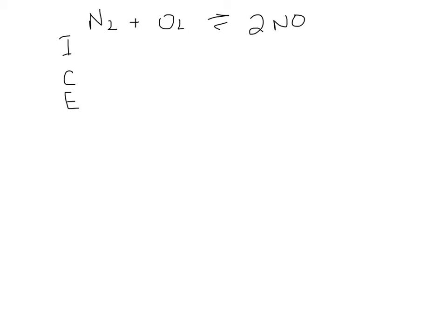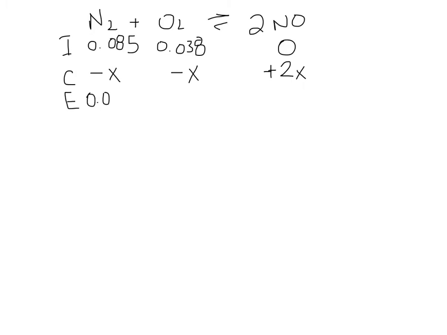and our ICE table. Initially, we've got 0.085, 0.038, and 0. For the change, our nitrogen and our oxygen are going to go down by negative x. Our NO is going to go up by 2x. So we've got 0.085 minus x, 0.038 minus x, and 2x.